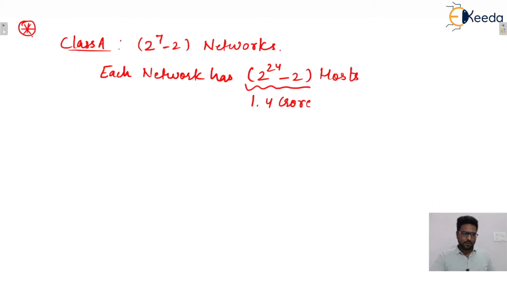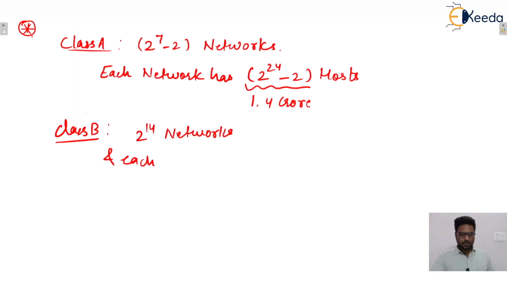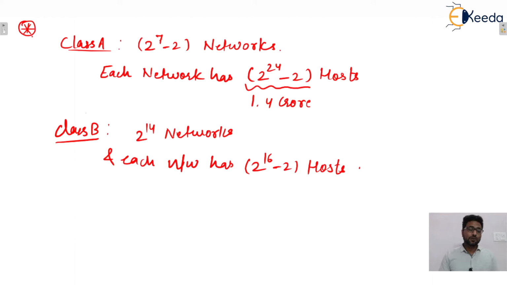Now let's say class B. In class B, 2 raised to power 14 networks are possible in total, and each network has 2 raised to power 16 minus 2 hosts. Yes or no? Now let's say an organization wants the number of hosts to be 2000.